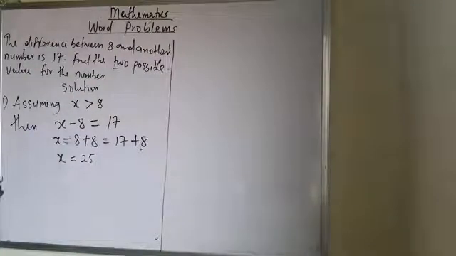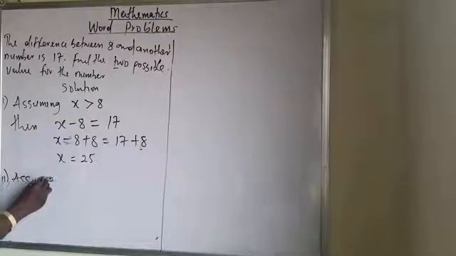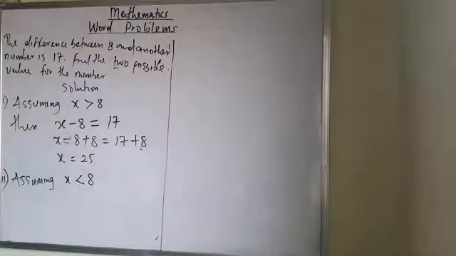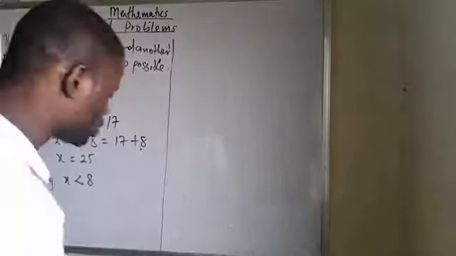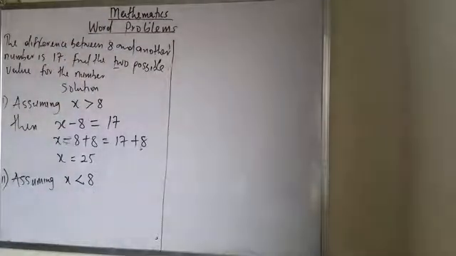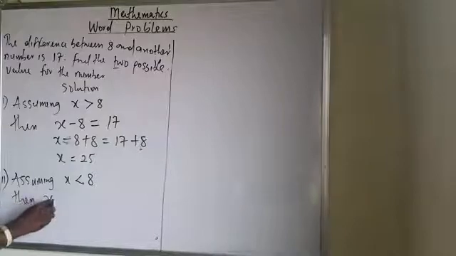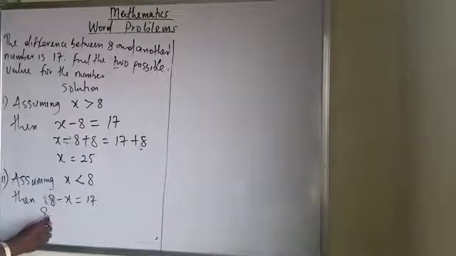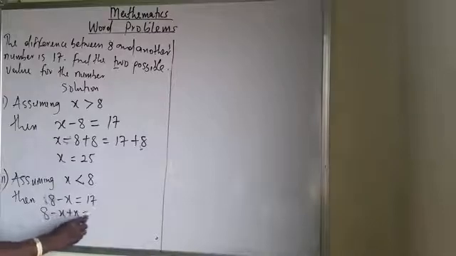Now, the assumption number 2. Assuming my x is less than 8. Now, less than 8 can be 7, 6, and so on and so forth. Now, it means I'll be having 8 minus x equals 17. It means 8 minus x plus x equals 17 plus x.